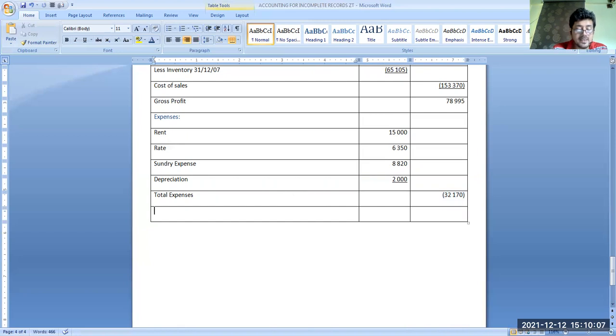And we'll get the net profit here. 78,995 minus 32,170. Your net profit is 46,825. Getting my point clear? And this is our net profit.